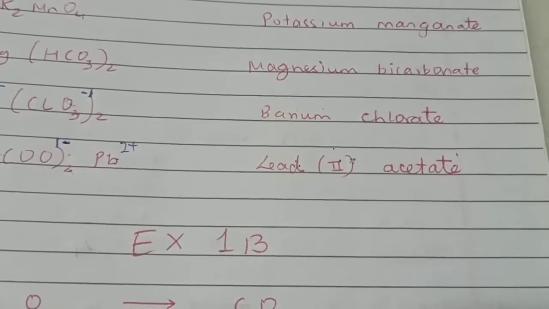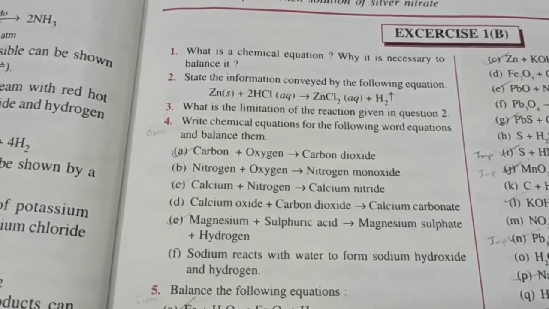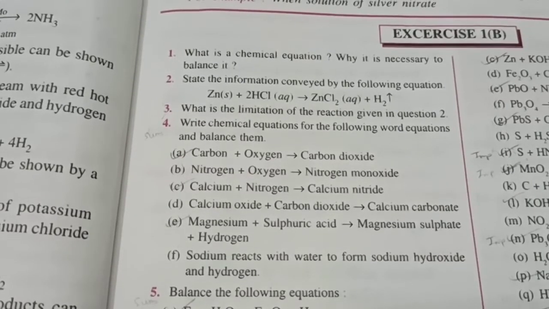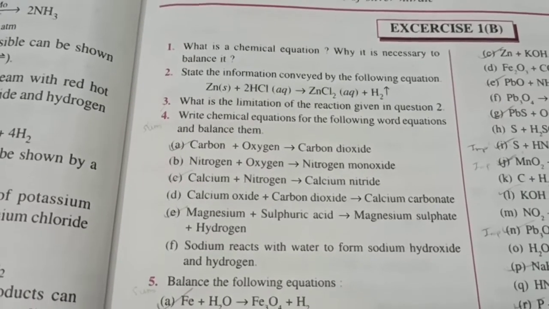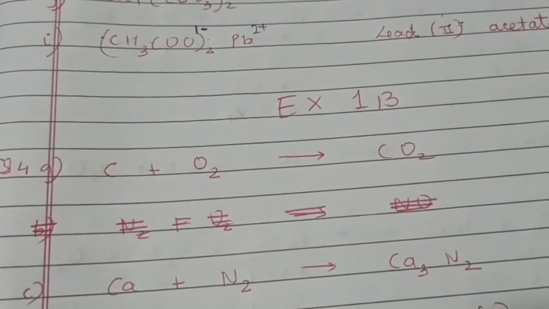Now let's do exercise 1b. Let's start with question 4. Here word equations are given. So we are going to first convert it into a chemical equation, and then we are going to balance it. So the first one is carbon plus oxygen gives carbon dioxide.